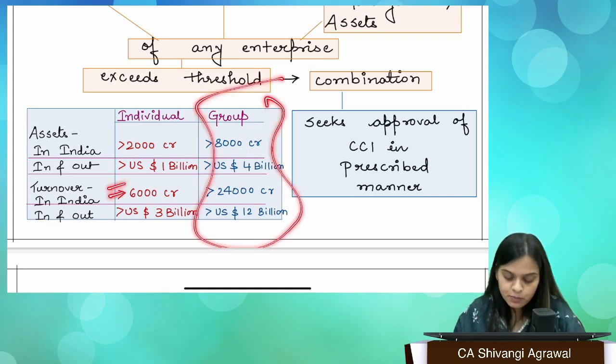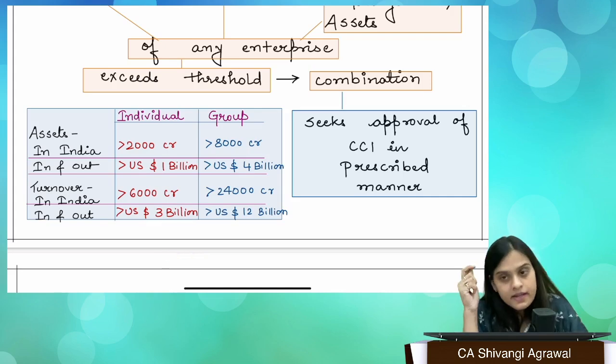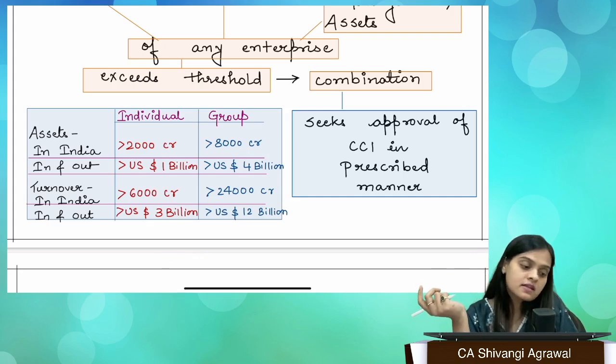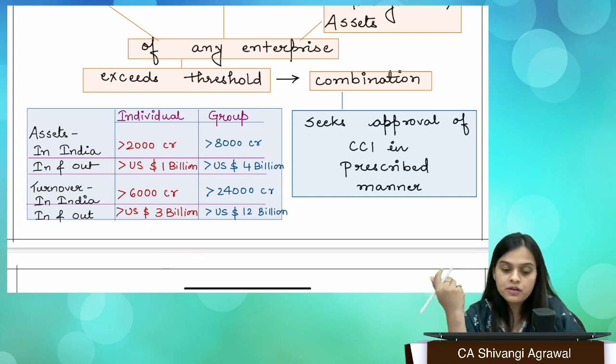And for group, exactly into 4. Right? So you must learn this limit. This is very often asked as an MCQ, as a descriptive question, and you have to write it.